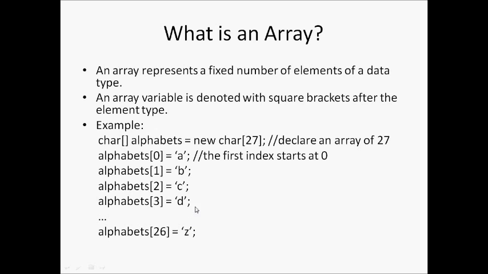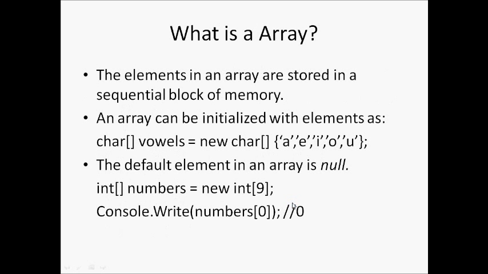To access the data, you will do the same thing. So if I want to write out, I'll do a Console.Write of alphabets[0]. It will print out A. Alphabets[3], it will be D. The elements in an array are stored in a sequential block of memory, and this gives you fast access to the data you want to access.